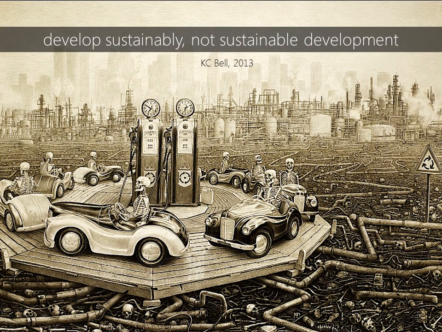K.C. Bell advocated that we should develop sustainably, that we shouldn't be involved in sustainable development, because that's a contradiction in terms. By developing sustainably, Bell and many others are arguing that we need to change the fundamental underlying ethos of our existence on the Earth.